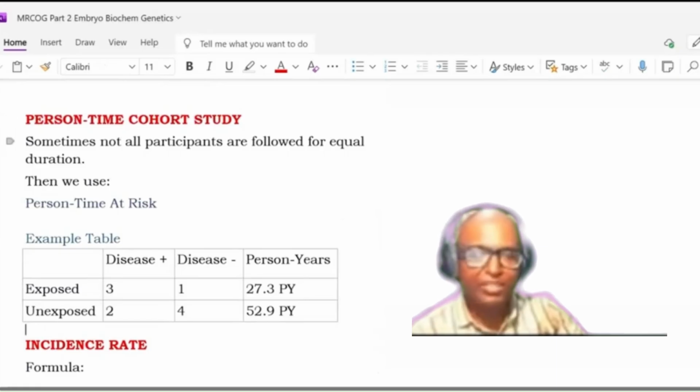Okay, so what happens in cohort? We are following up the population, and sometimes all the participants may not be able to complete the study. So sometimes not all the participants are followed for equal duration. Then we use time at risk.